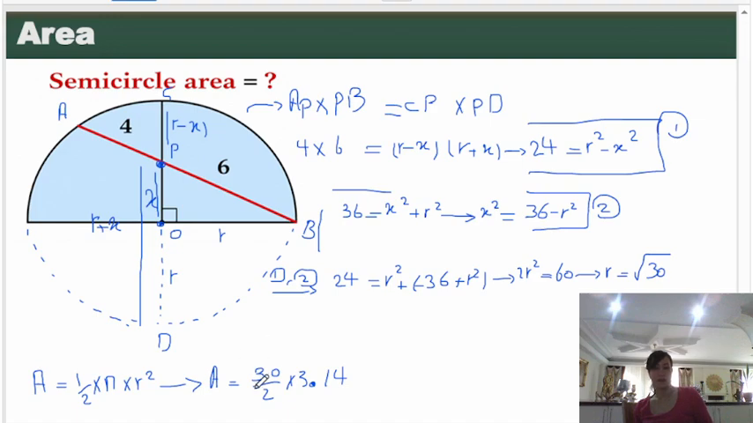So first of all, it gives me 15, and I get rid of this 2, so it would be 15 times 3.14, which is almost 47.1, so almost 47. Okay, we are done here.